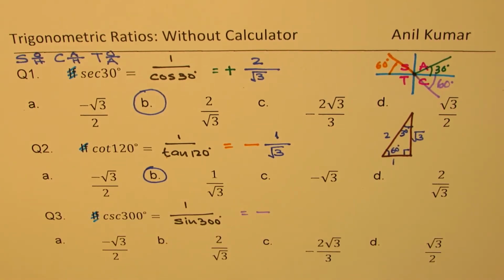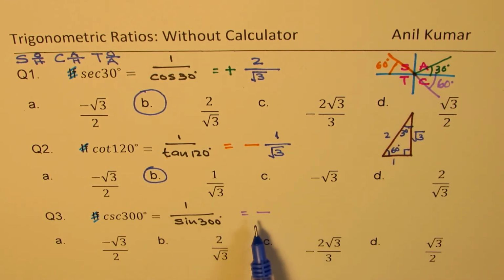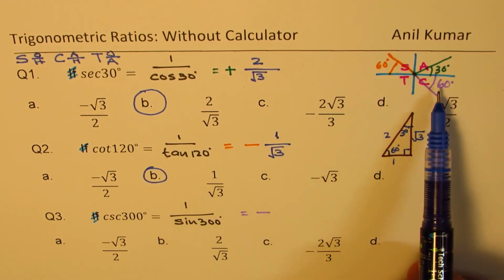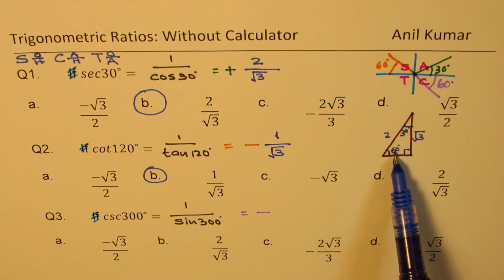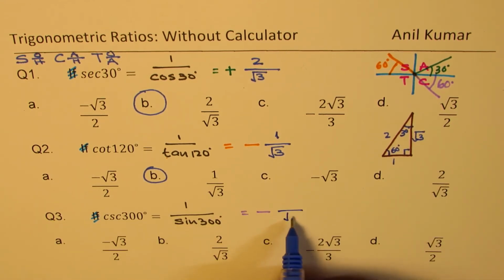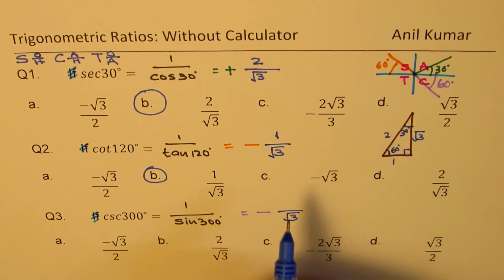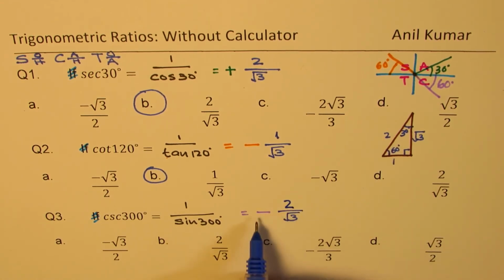Perfect. C, cosecant 300. Cosecant is a reciprocal of sine. We're talking about now in quadrant 4, sine is negative and the acute angle is 60. Looking from this, opposite side is square root 3. So what we get here is square root 3 and the hypotenuse is 2. So we can write 2 here. So we get minus 2 over square root 3.